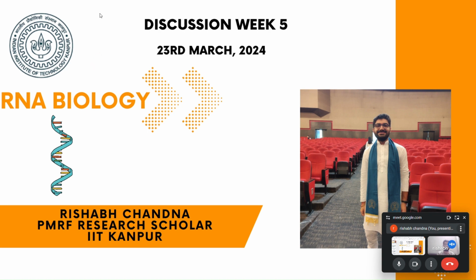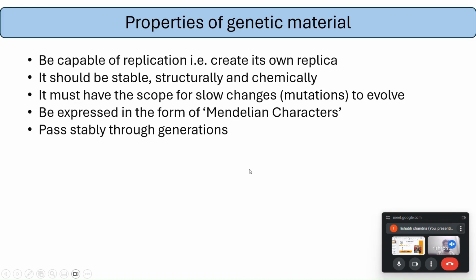And in the last class, we discussed the properties of the genetic material. So, what are the properties? It must be capable of replication, that is, it must create its own replica. Okay, this was the major criterion for a molecule to be a genetic material.